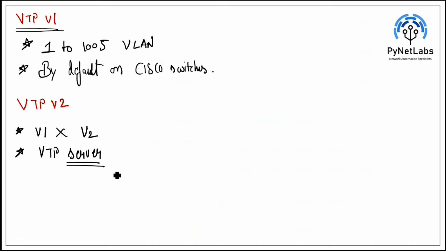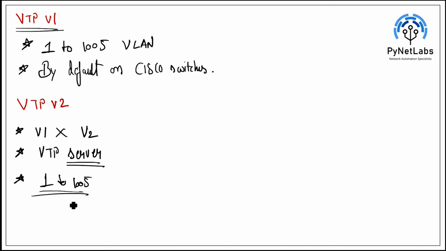Version 2 provides some additional features: it supports Token Ring technology, VLAN consistency, and domain-independent data traversing from one VLAN to another. Clear, guys? Sir, how many VLANs does it support in V1? In VTP V1 or V2? In V1, sir. And how many VLANs are supported in V2? Yes, it also supports the same number, 1 to 1005. Okay, sir. Yeah.